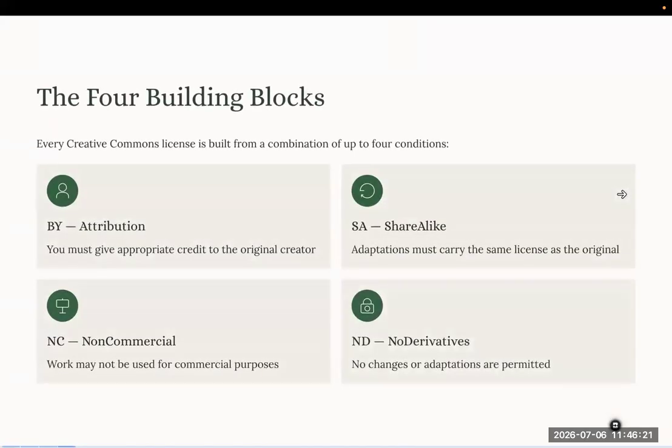There are four building blocks to a Creative Commons license. There's the BY. This is the attribution. This is actually giving you credit as the original creator if you write something from scratch. SA, this is share alike. This means that anybody else who's using the content must share it under the same license as the original. NC, this is the one that I think is very important. This is non-commercial. This work may not be used for commercial purposes. And ND, no derivatives. No changes or adaptations are permitted.